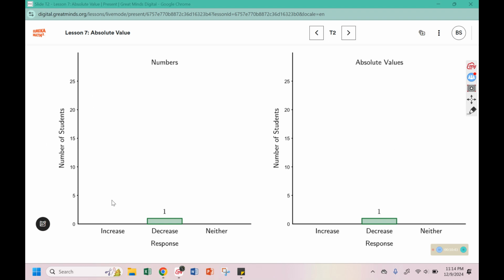These slides are just showing you how people in the class have responded. So since it's just me, it's showing that the numbers decrease and the absolute values decrease, and those both have 1 vote.